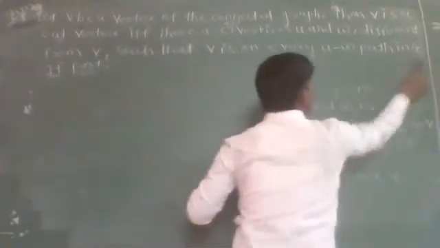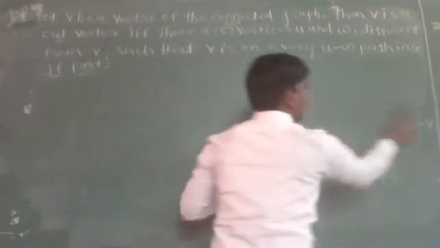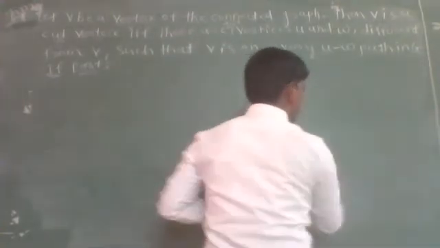Now in the second part, the if part, we have to prove that V is a cut vertex by taking two vertices U and W which are different from V, where V is on every U to W path. Then we have to prove that V is a cut vertex.